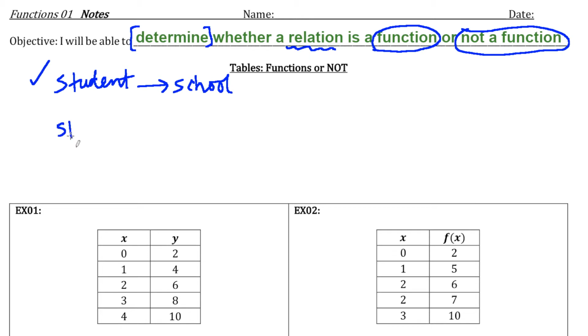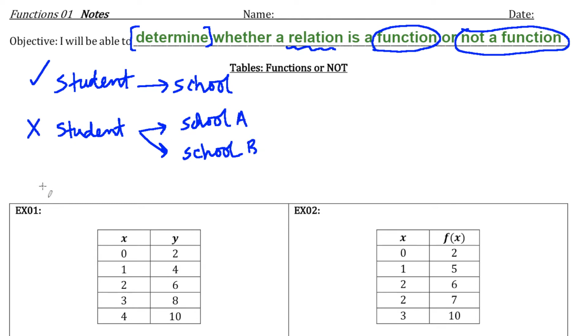And a student cannot go to one school and another school. So school A, school B. They can't go to school A and then school B. This is bad.